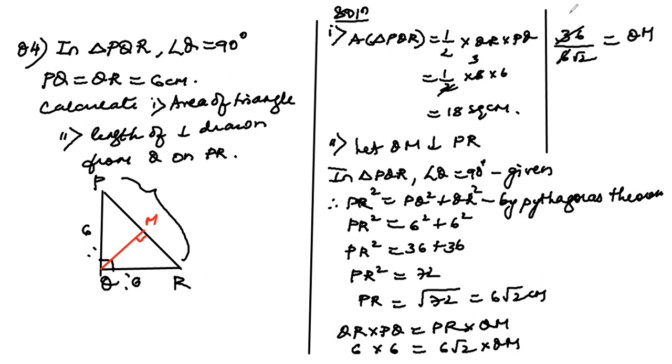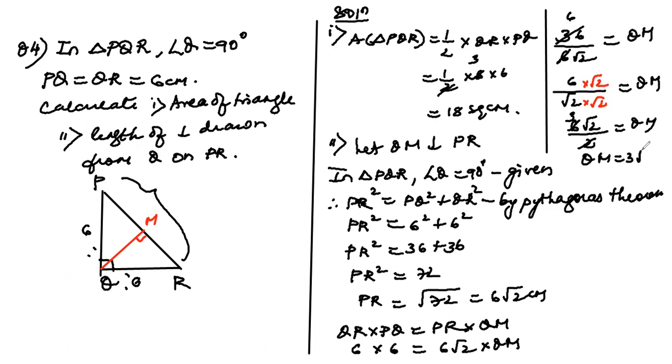So 6, 6. Then rationalize the denominator: multiply by the same root 2 in the denominator. If you do something extra down, you better do it in the numerator also, then only the value remains the same. Now what will happen, children? Equal QM. Root 2 into root 2 is 2, so 6 root 2 upon 2, and this is 3 root 2. So QM equal 3 root 2 centimeter. You got your answer: the length of the perpendicular drawn from Q on PR.